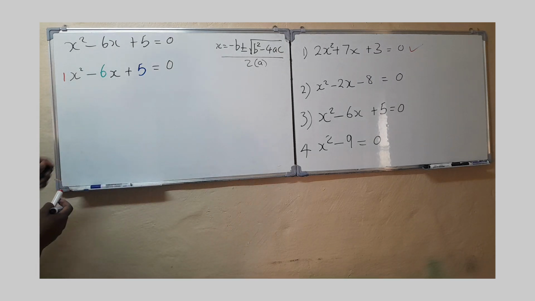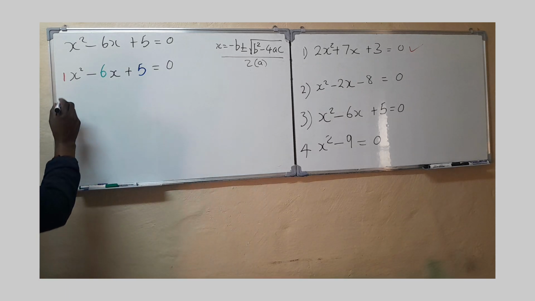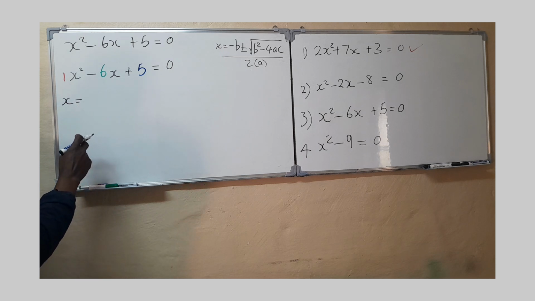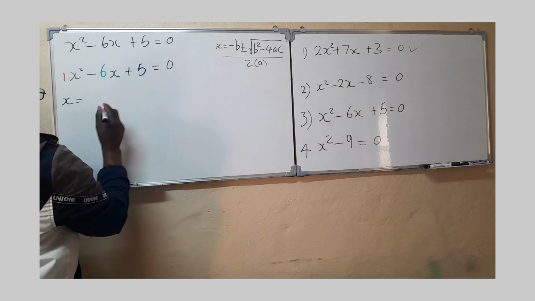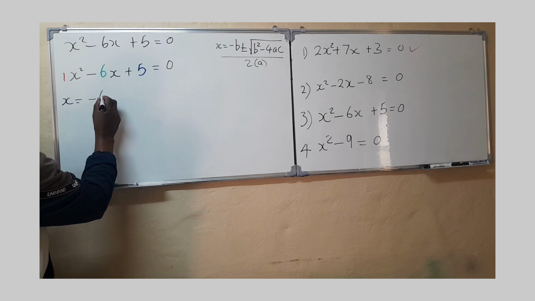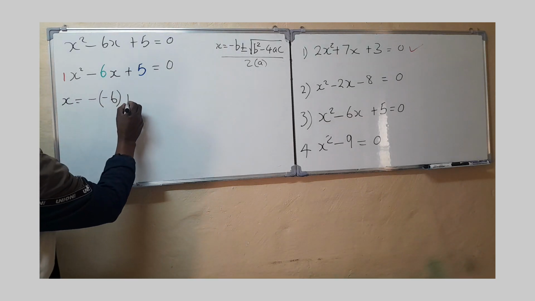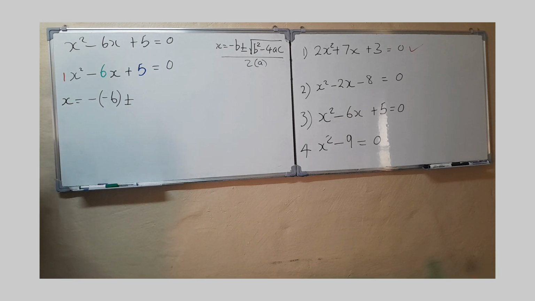Okay, so let's plug in the numbers. What is our x? Using our quadratic formula, our x is equal to, what is b? b is minus 6. So the formula says minus, so we write minus brackets, but our b is minus 6, so we write a minus 6 there. Plus or minus, you need to write it like this, otherwise you mess up the signs.